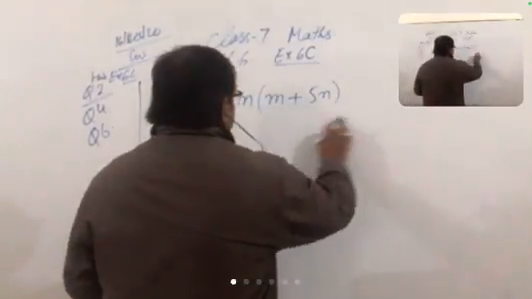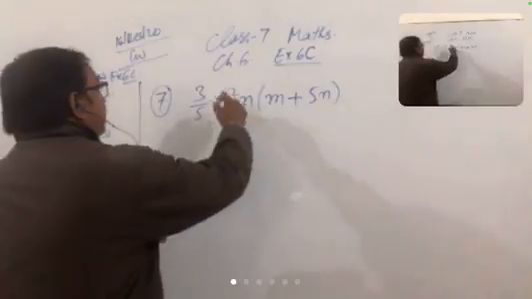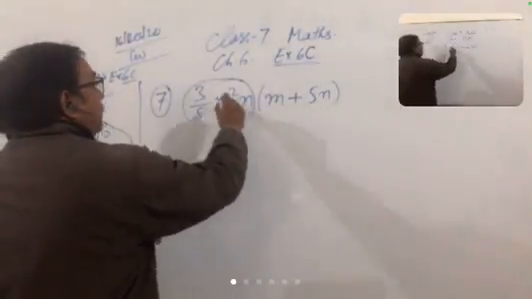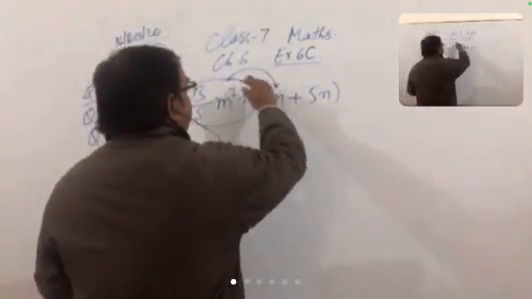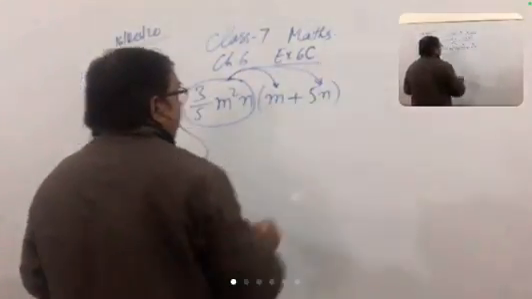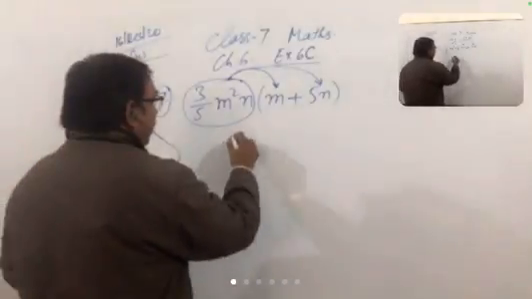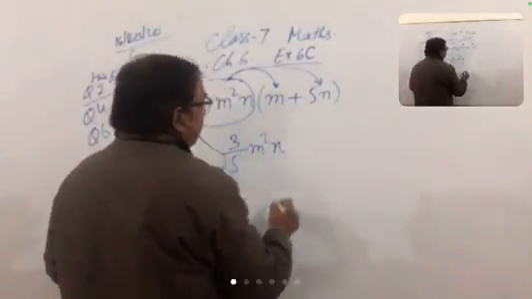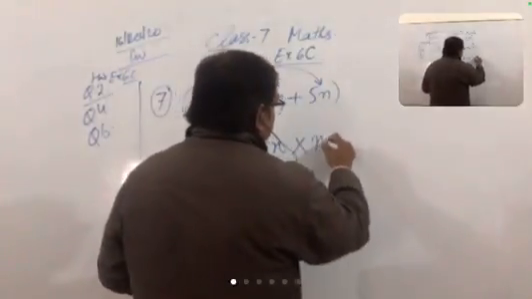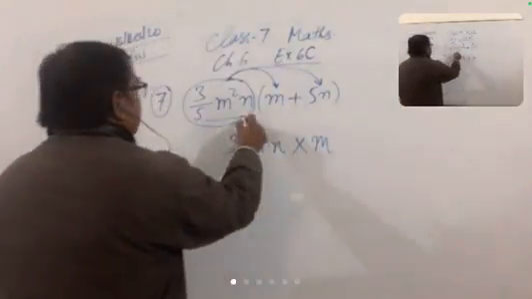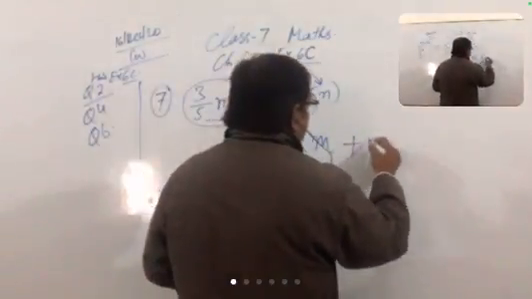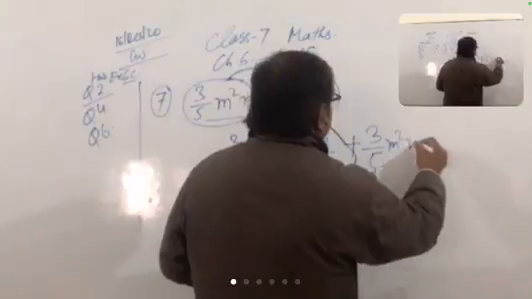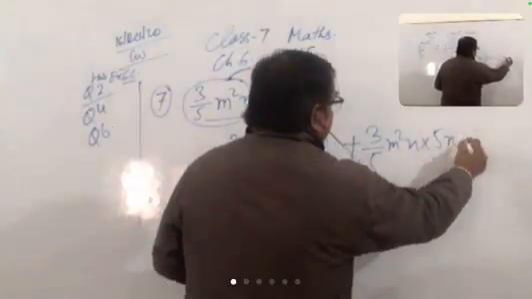3m plus 5n. See, the number is visible. So this is a one term, complete is a one term. So we multiply with this first and then with the second term. So we can write here 3 upon 5 m square n multiplied by n, and then this is a positive number, so you can write plus here, and 3 upon 5 m square n multiplied by 5n.